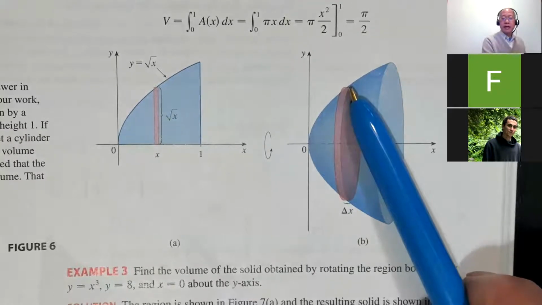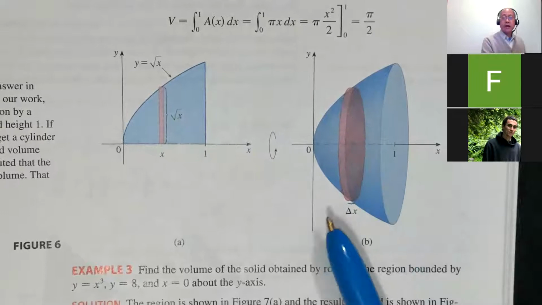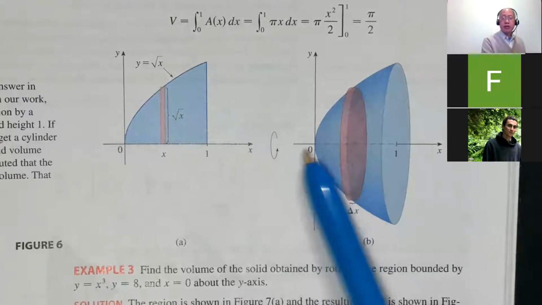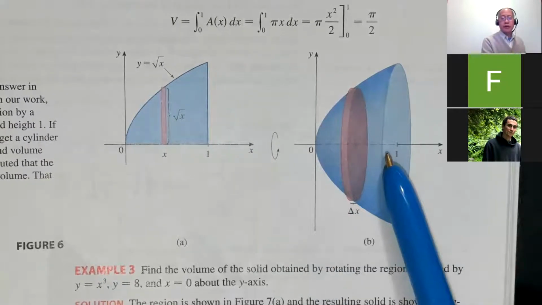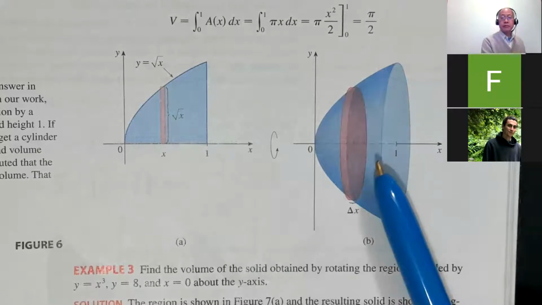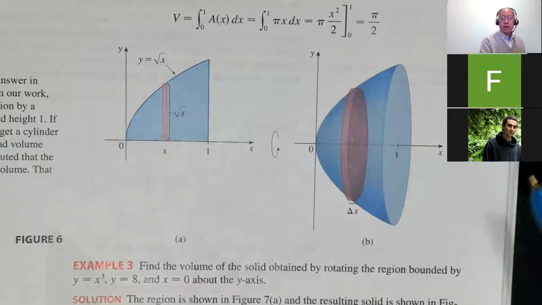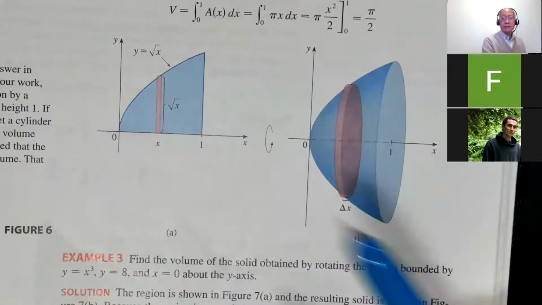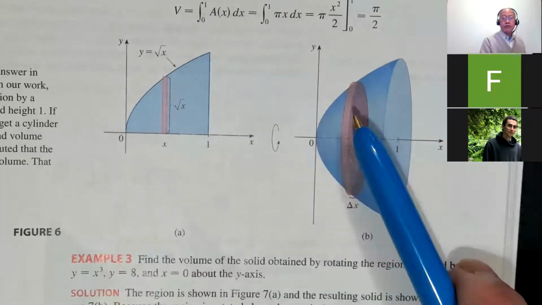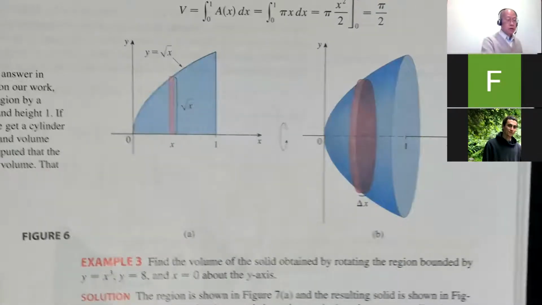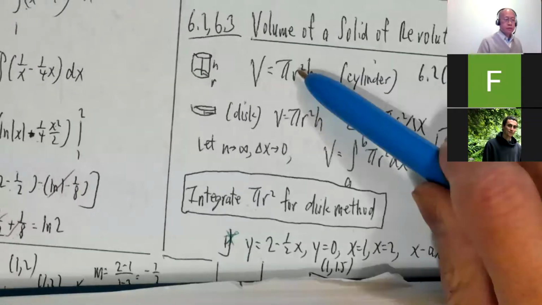I.e., the language we would say is in the limit as delta x approaches 0 and n approaches infinity. In case you're wondering, you don't have to write any of this down. I'm just telling you the theory. So my typical slice would look like this. So what am I integrating? A disk, which has a formula, pi r squared h.